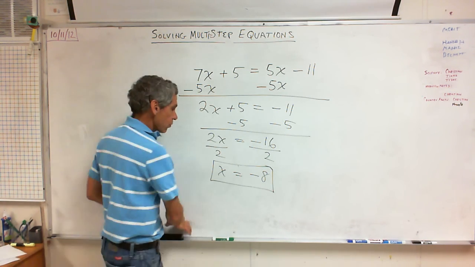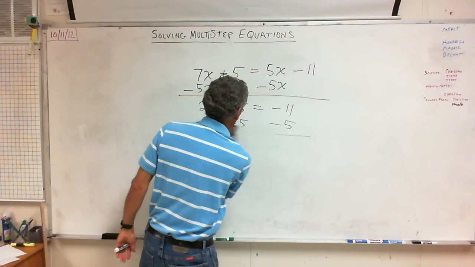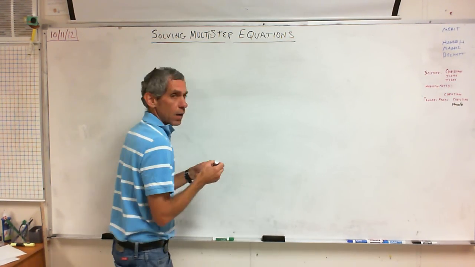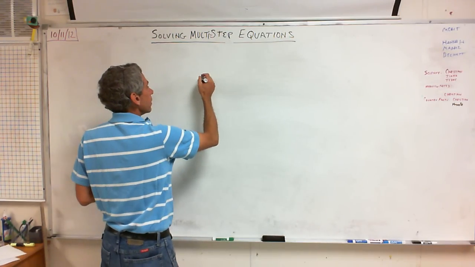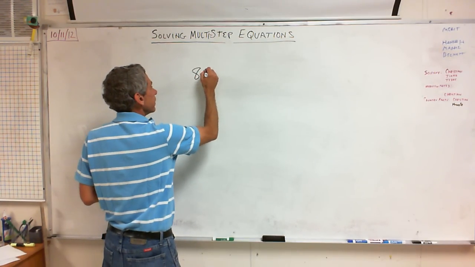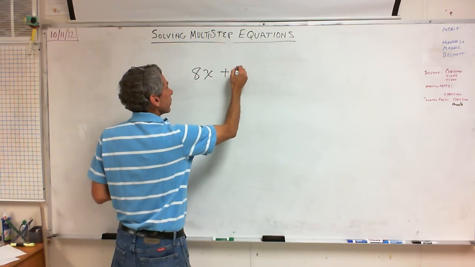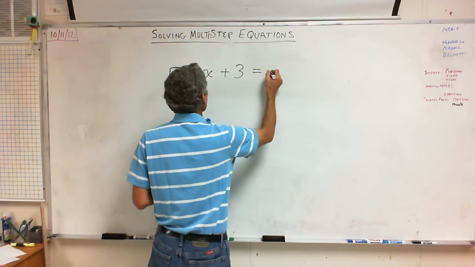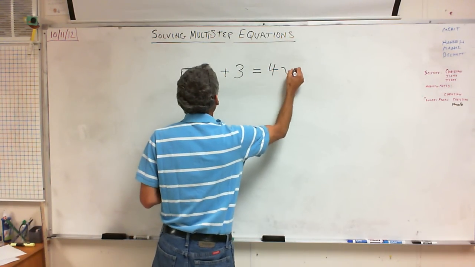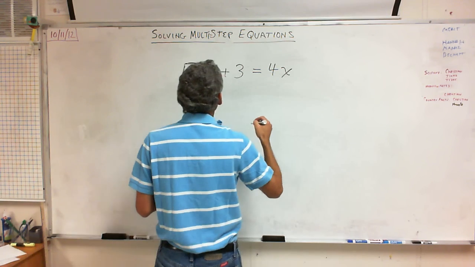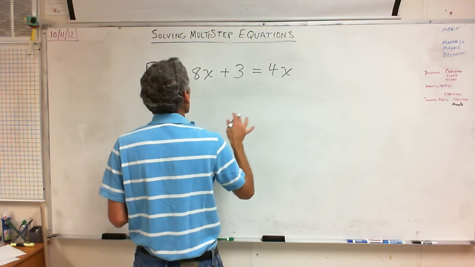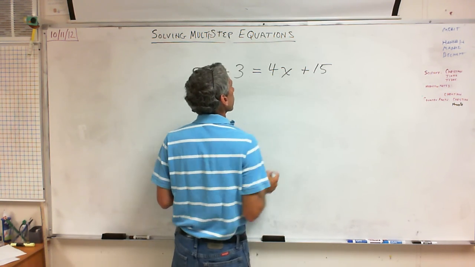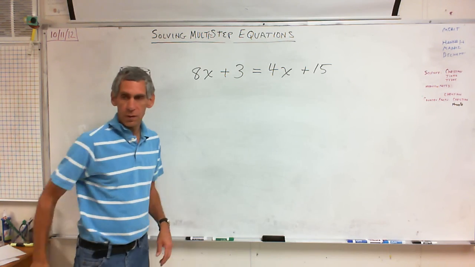All right, let's try one more. I'll give you only 15 seconds this time. All right, here we go. 8x plus 3 is equal to 4x plus 15. Okay. Minus.